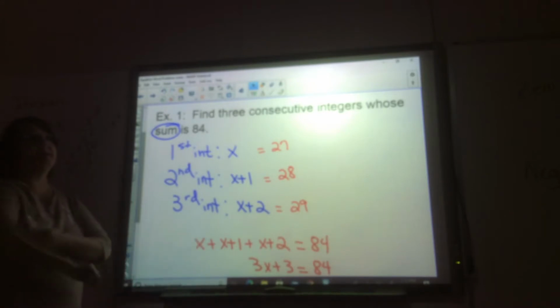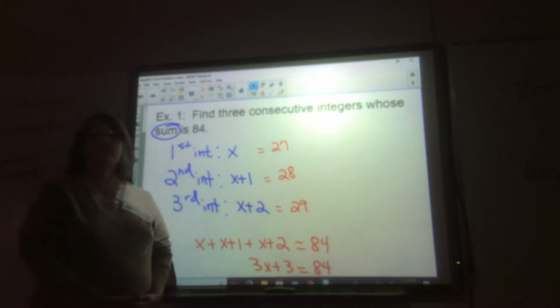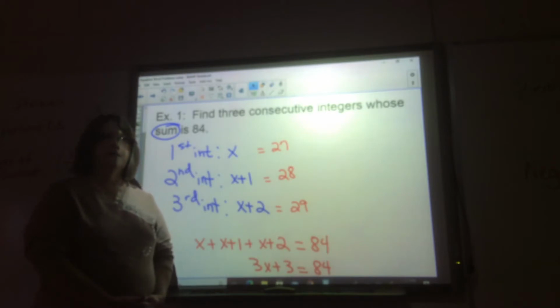All right, consecutive integers are numbers that follow one right behind the other. So if I start with 2, the next number is 3, and then the next number is 4 and 5 and 6. Consecutive means that they come one right after the other.